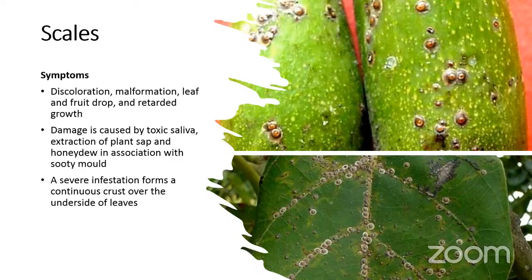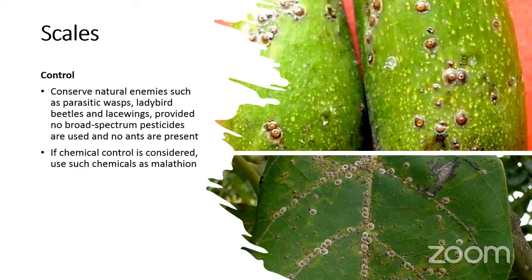In severe infestation, a severe infestation forms a continuous crust over the underside of the leaf. When you look at the underside, the underside is actually encrusted. It has another layer because of this soot, which is sitting on the leaf as the honeydew is produced by the scales.